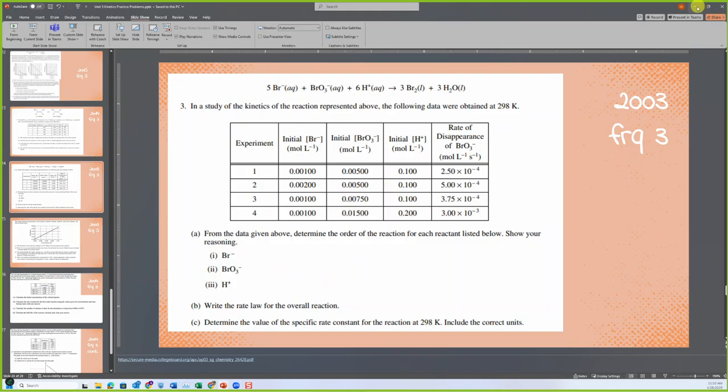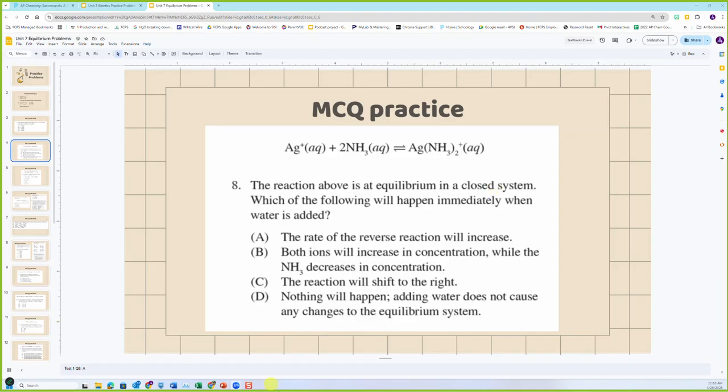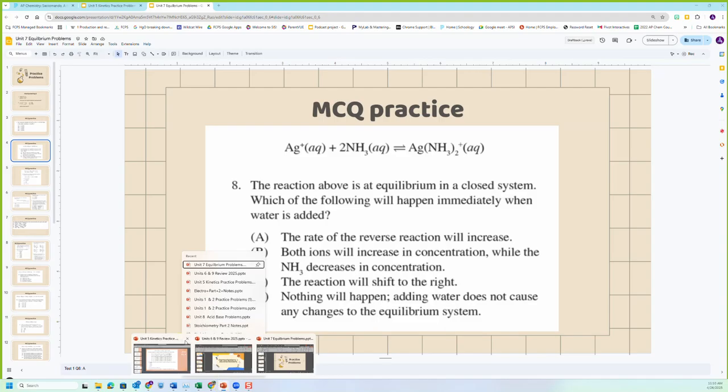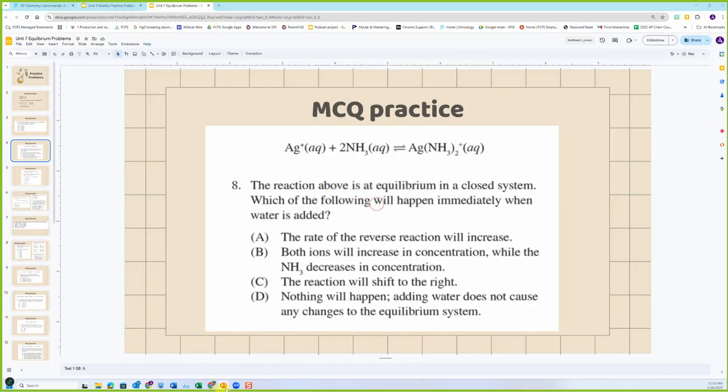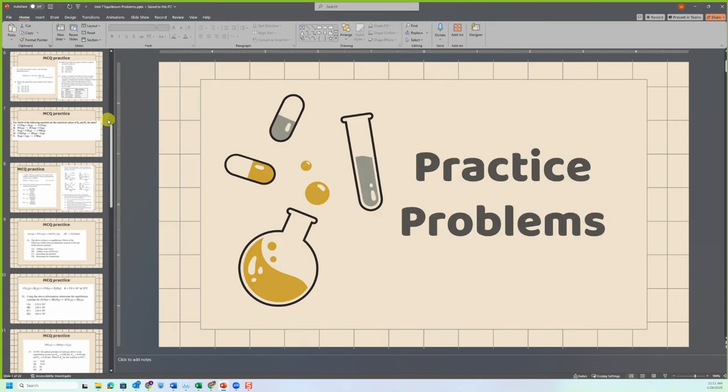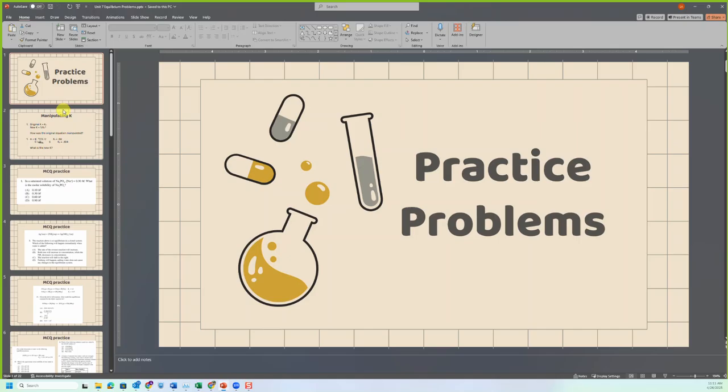So let me minimize this one. And here's unit 7, equilibrium stuff. I'm going to bring up my PowerPoint, get rid of this one. Don't save that one. And go to equilibrium. This may also help you review a little bit for acids and bases, because a lot of the equilibrium concepts work for both. So here we go.